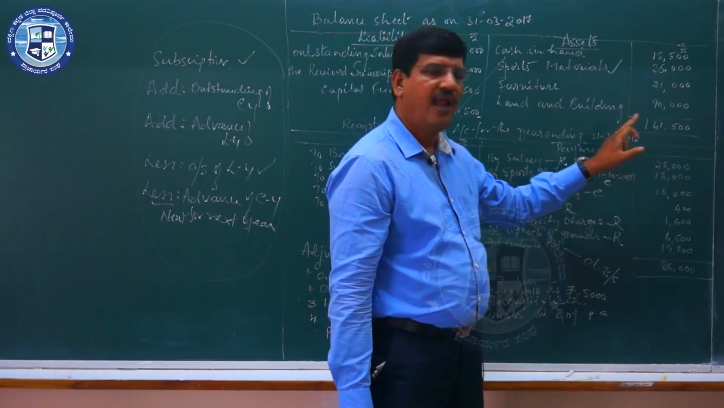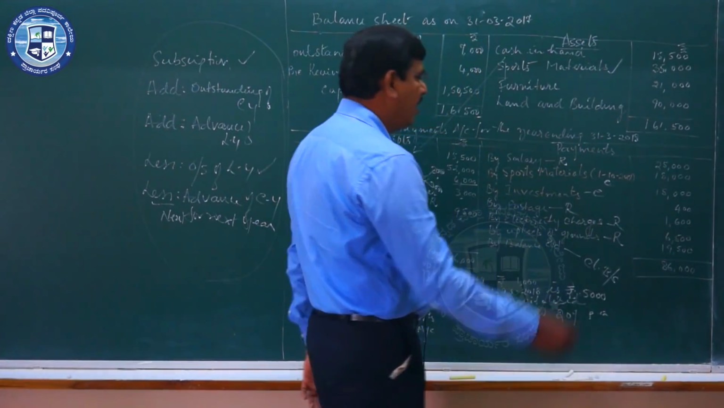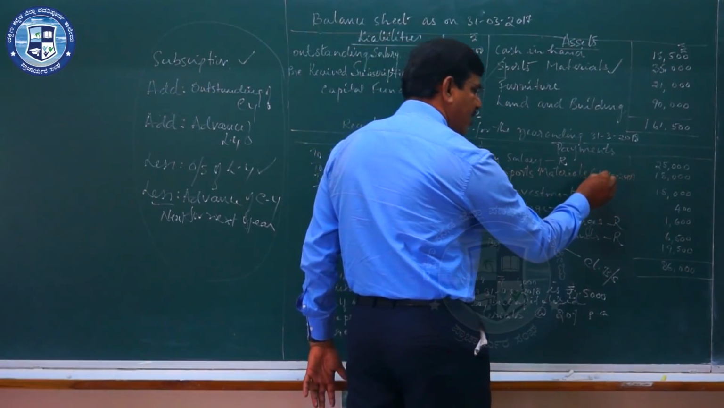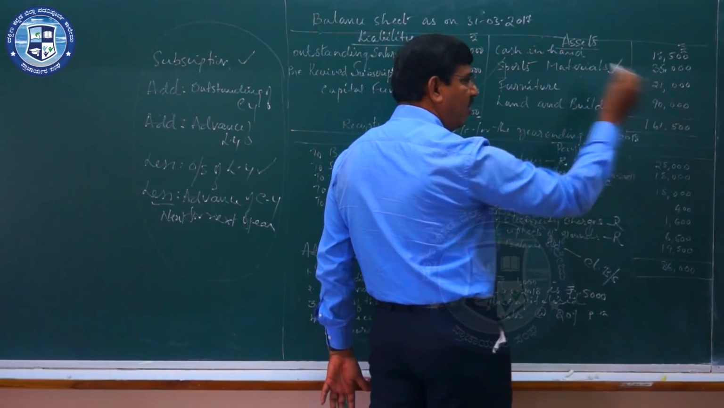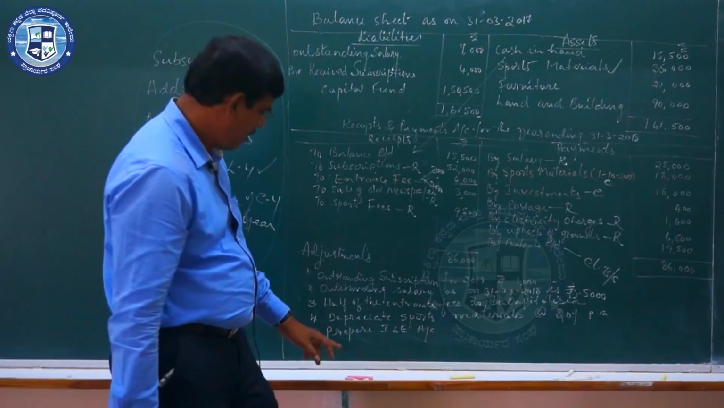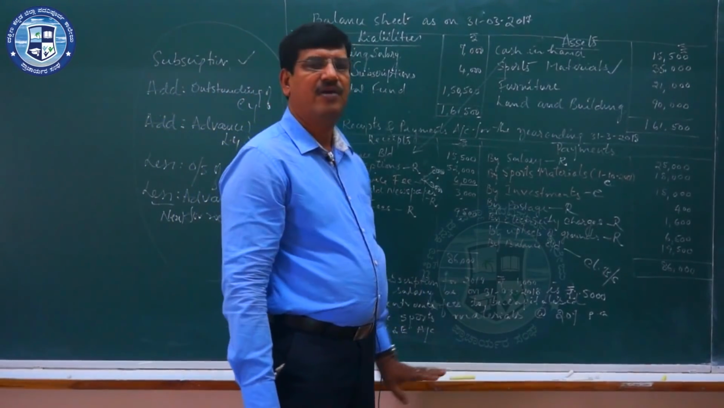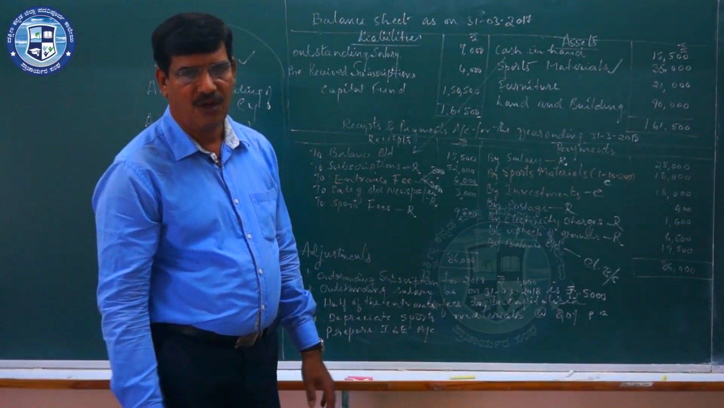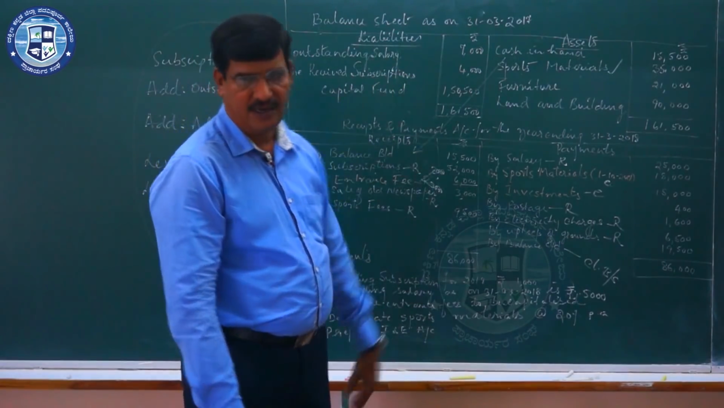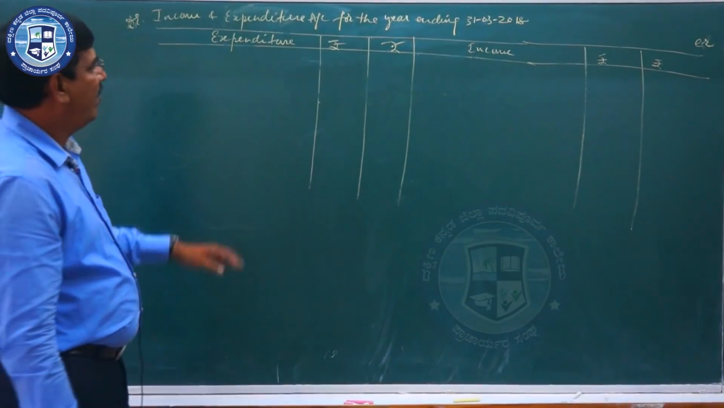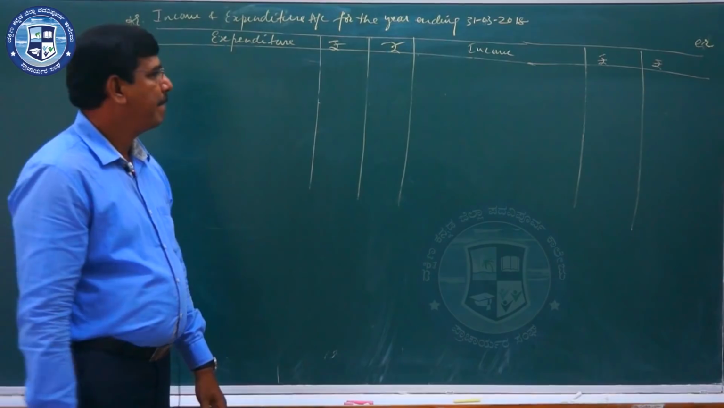On this you have to calculate 20% for the period from the date of purchase till the end of accounting period. Prepare income and expenditure account and the closing balance sheet of a non-trading concern. Now let's see how to solve this problem.